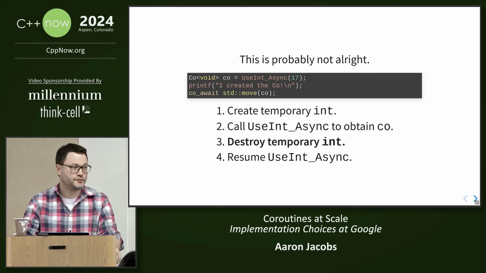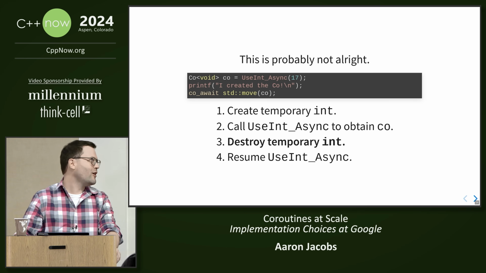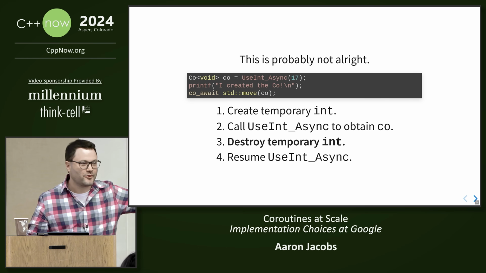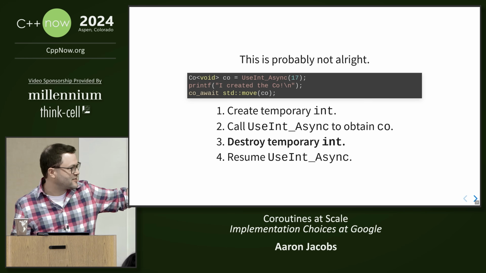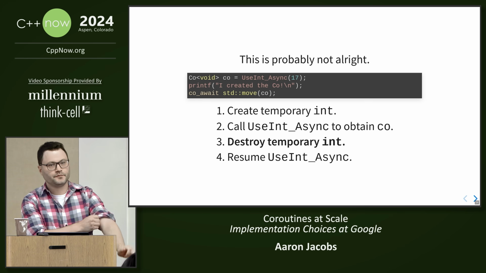Is that still move significant? No, it's a single consumer thing. You can pretend it's copyable, whatever. The point is that the temporary is destroyed at the end of the first statement, but you only co-await the thing on the third statement.